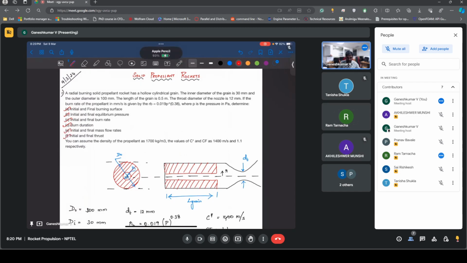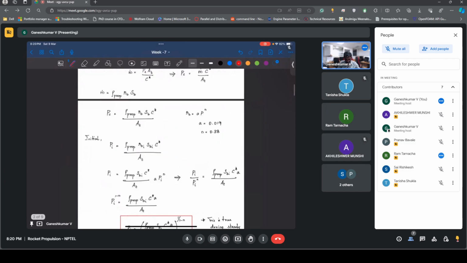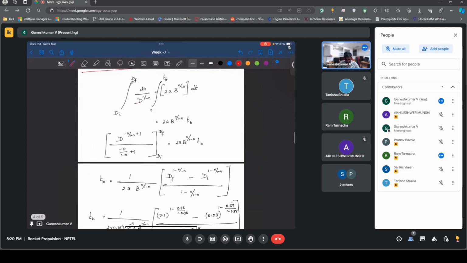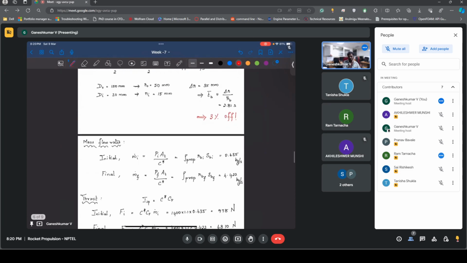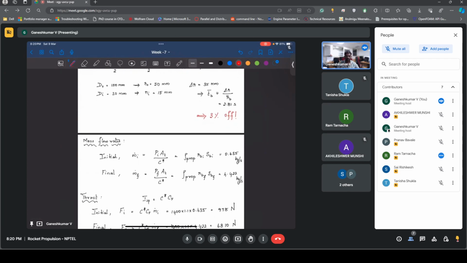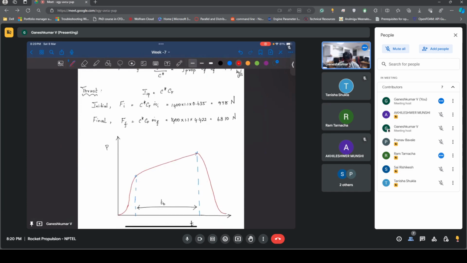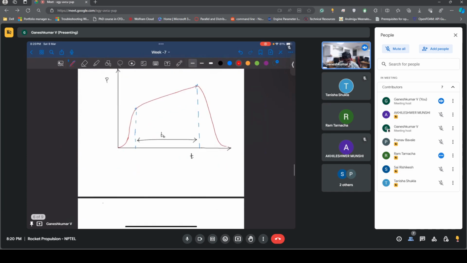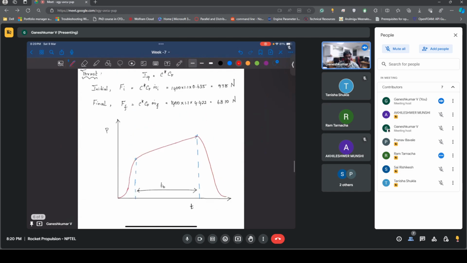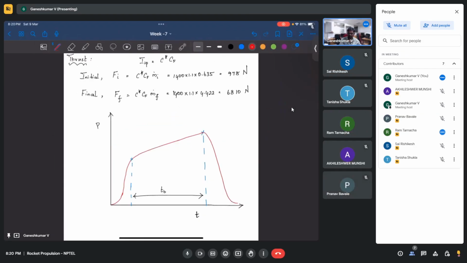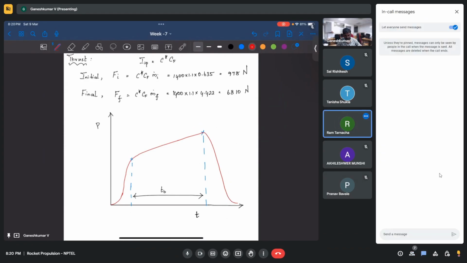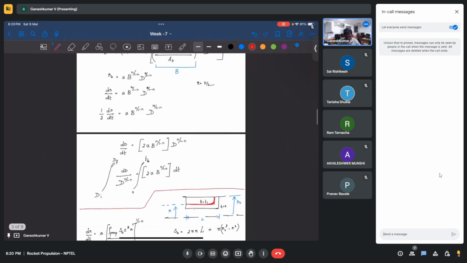I think this question is pretty straightforward. The only thing is you need to be a little careful while finding the burning surface area, and also using the burning rate to find the burn duration. Otherwise it's a pretty straightforward usage of equations. All right, does anyone have any questions?